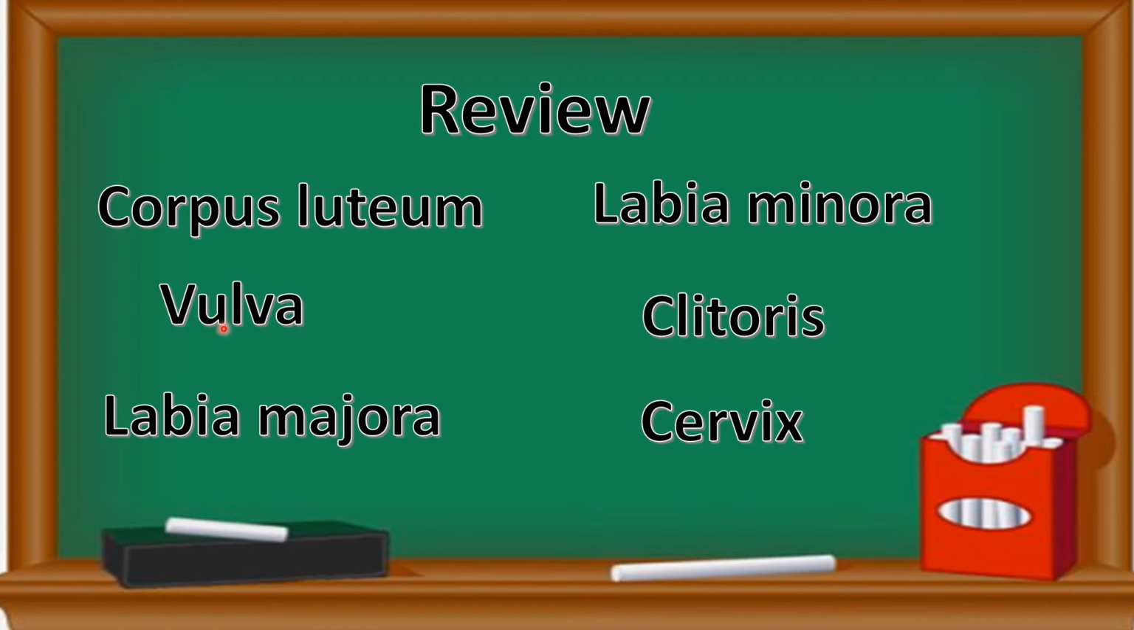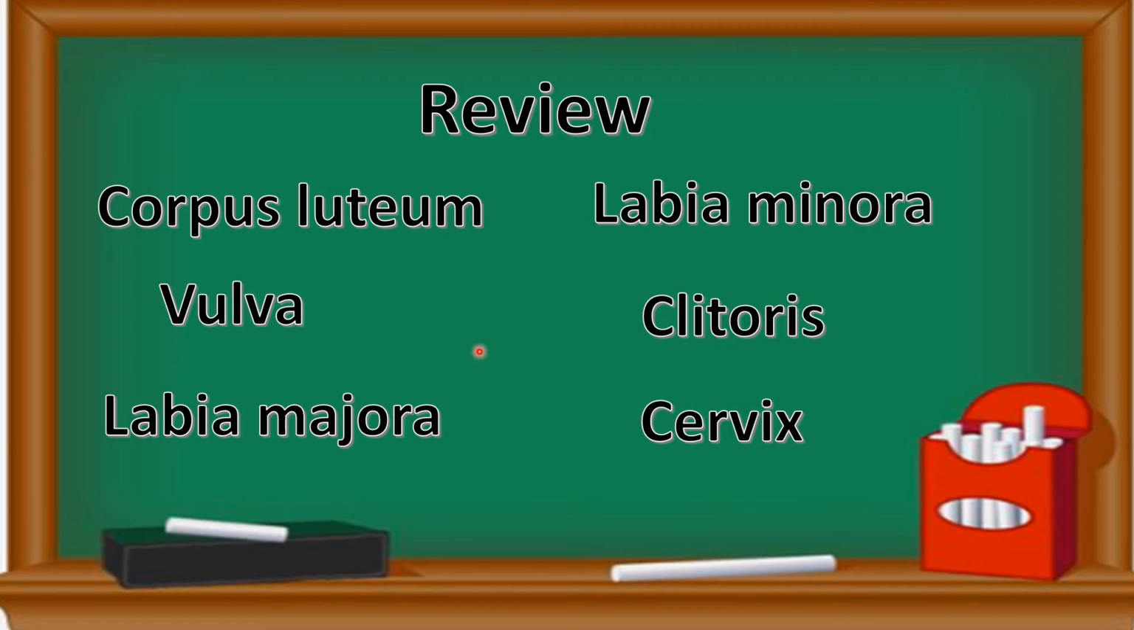Another is your vulva. So what is a vulva? The vulva is the outer part of the female genitals. The female genitals are together known as your vulva. It is composed of three parts: your labia majora, your labia minora, and your clitoris. The labia majora is a covering, so it covers and protects the genital area.